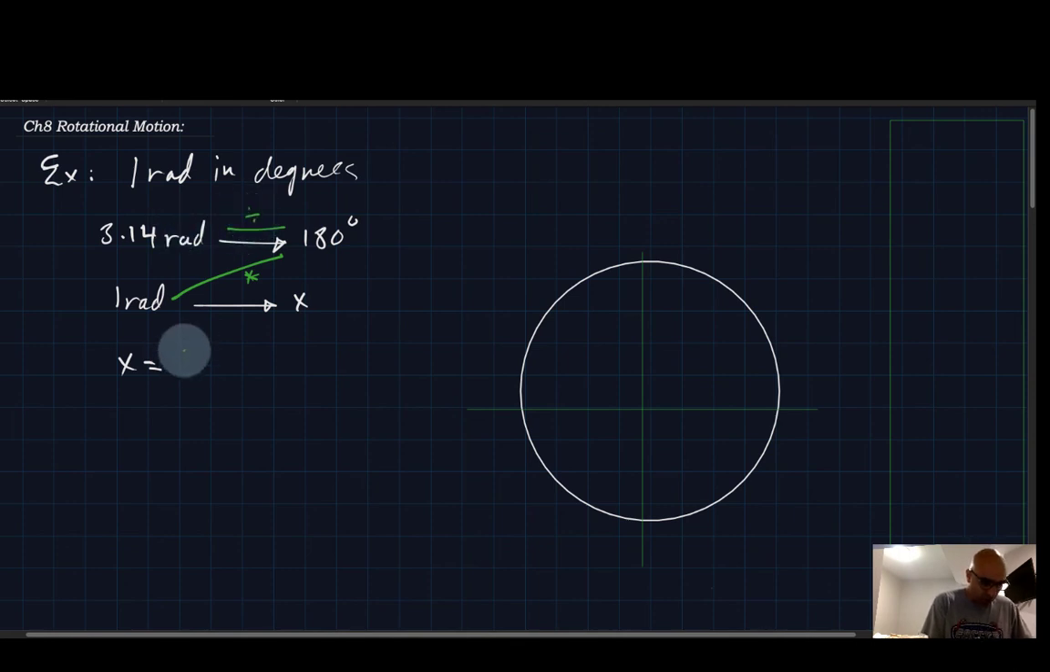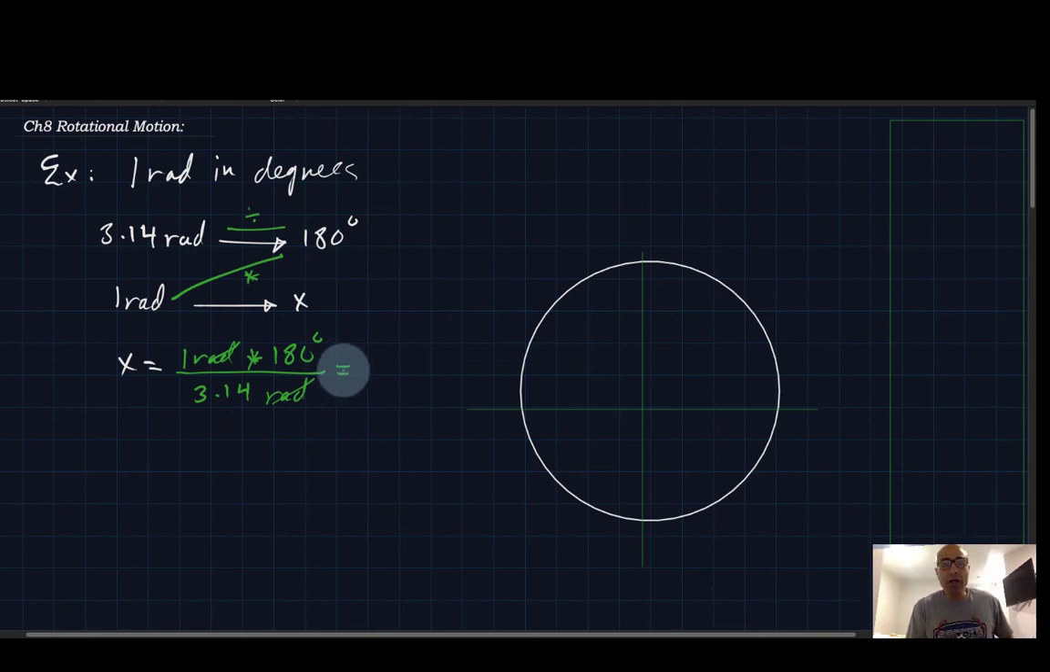So 1 rad times 180 degrees divided by 3.14 rad. Now remember, rad with rad goes away. 180 degrees divided by 3.14 is going to be equal to 57.3 degrees. So you can rest assured that 1 rad is equal to 57.3 degrees.